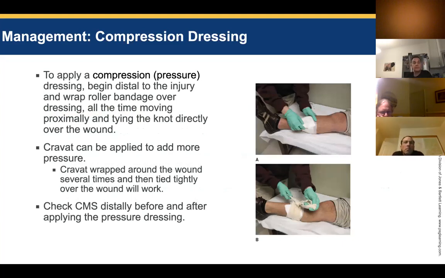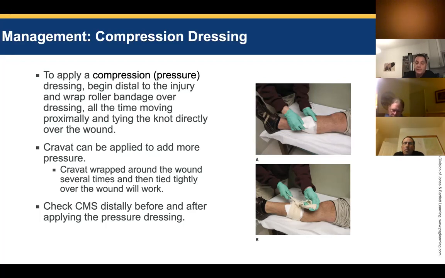Compression dressings, to apply compression, pressure dressings, begin distal to the injury and wrap roller bandage over the dressing, all the time moving proximally, moving up and tying the knot directly over the wound. So this is a skill that you're going to be shown in practicals where you're learning how to bandage. But the big thing to remember here is that you're starting distally, away from the head, and as you're applying that pressure dressing, moving toward the head.